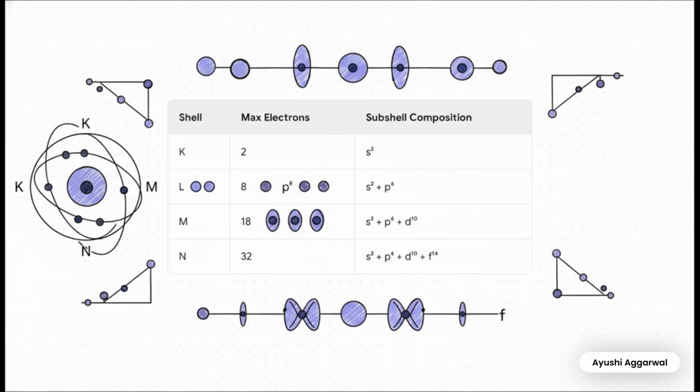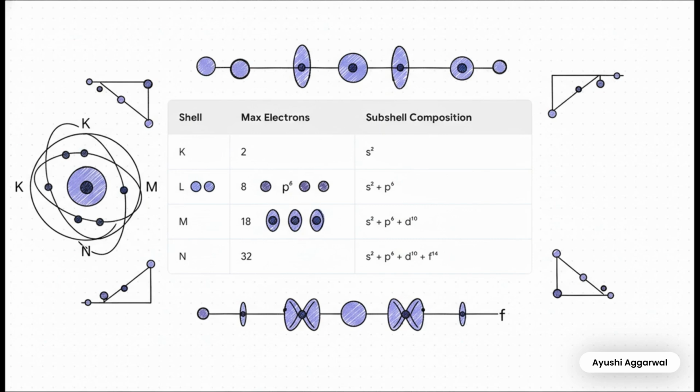This table right here, this is where it all clicks into place. Look, those 2 electrons in the K shell, they both go into its S subshell. The 8 electrons in the L shell get split up. 2 of them go into its S subshell, and the other 6 fill up the P subshell. And the principle is exactly the same for the bigger M and N shells.